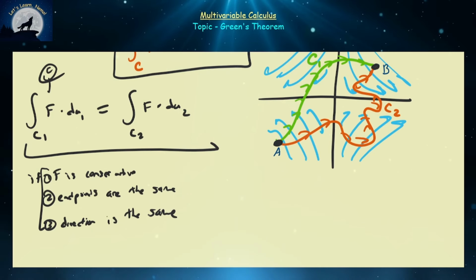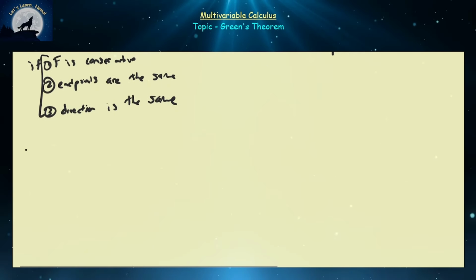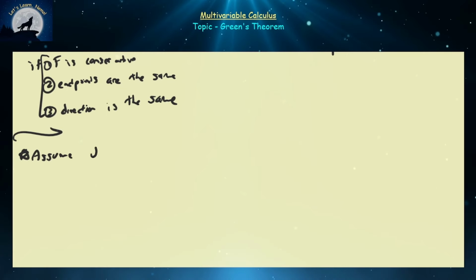Because remember, if you change direction, you'll get the opposite of what you get in the other direction. Okay? So let's assume, again, for the sake of conversation, that u of a and u of b will be equal to one another. So let's assume that u of a is equal to u of b.